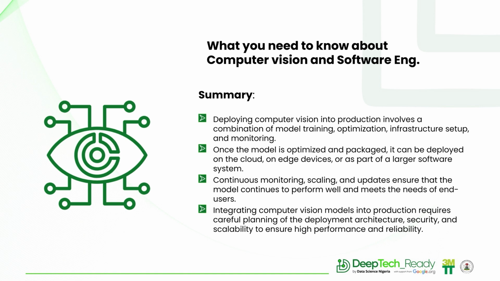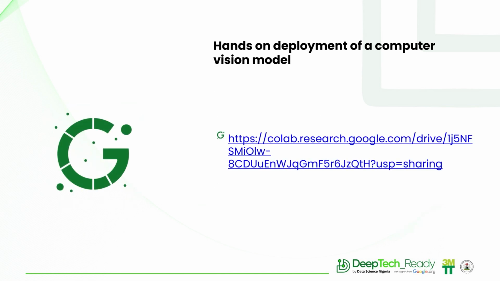Integrating a computer vision model into production requires careful planning of the deployment, architecture, security, and scalability to ensure high performance and reliability. All right, before we do some hands-on, let's try and build a computer vision system. I will do a little bit of introduction to system engineering, just for you to have an experience of what it means to build a computer vision system and ship it into a software engineering system.